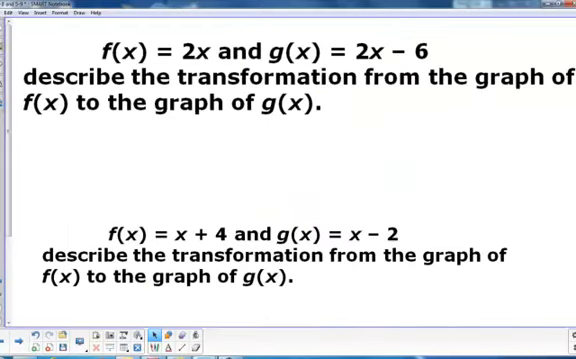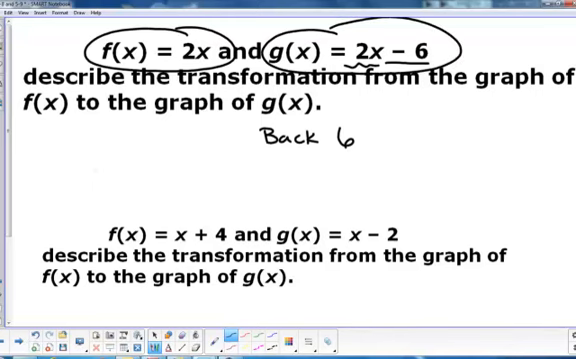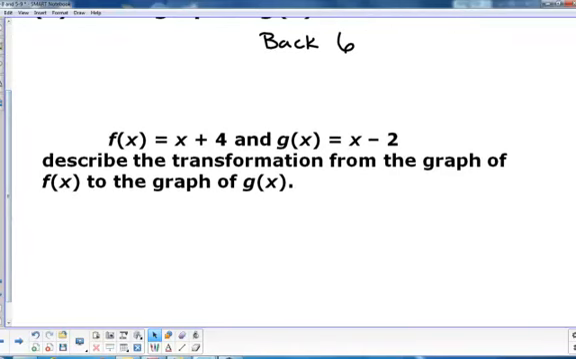So the transformation is a translation, and the translation is back 6. This is the initial function, so the new function still has the same 2x. From the initial function, that is not changing. If this said, describe the transformation from the parent function, it would be different, but this is from the function given.